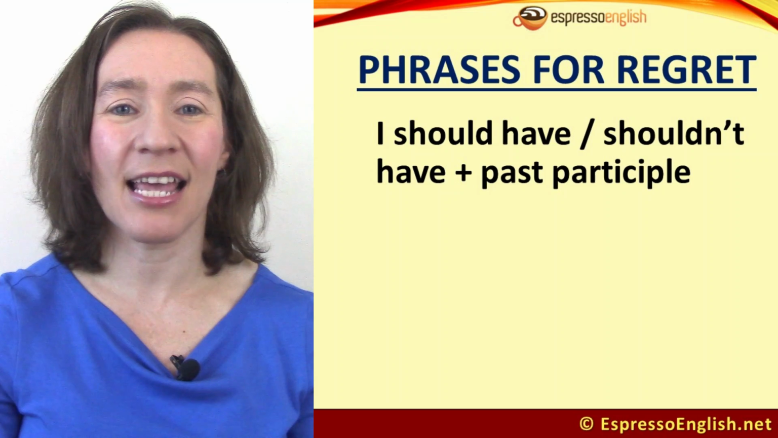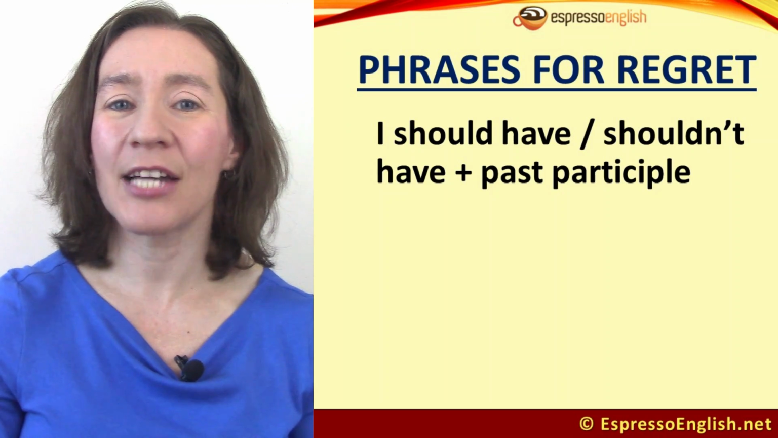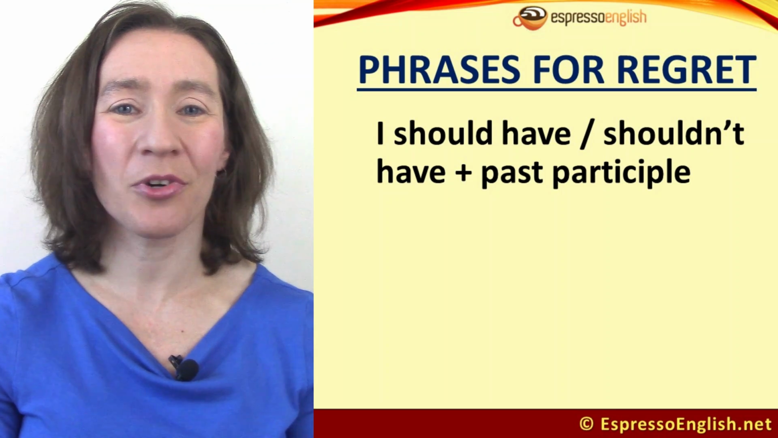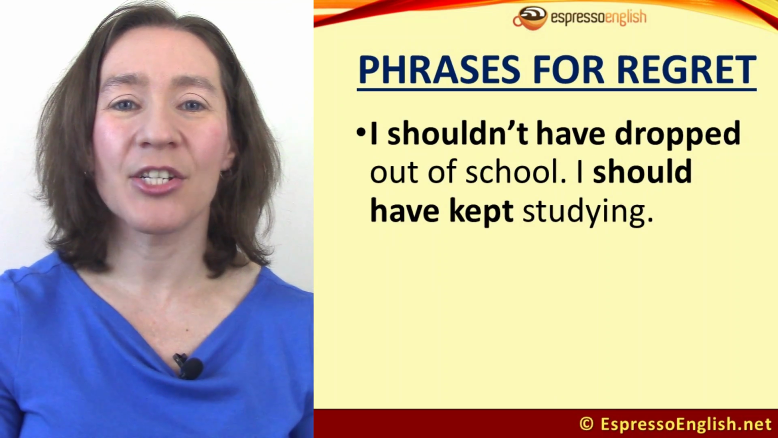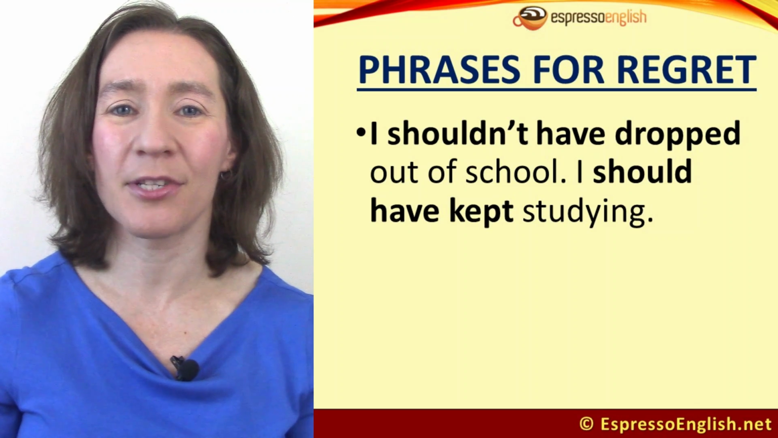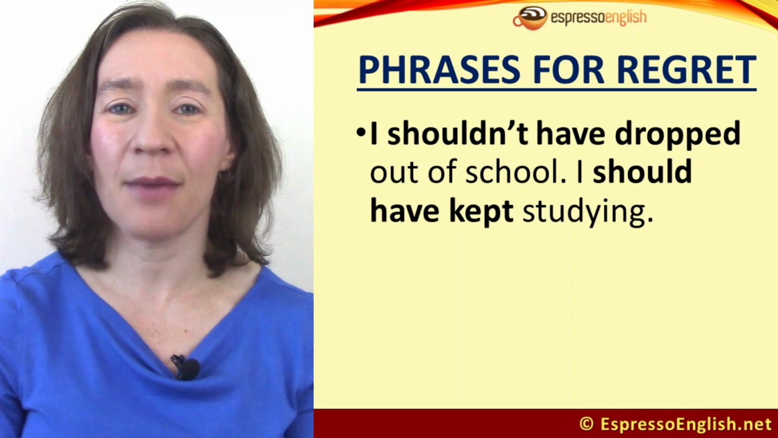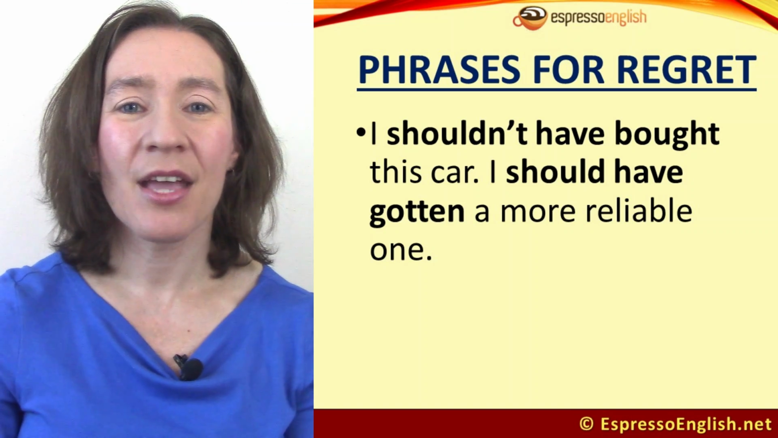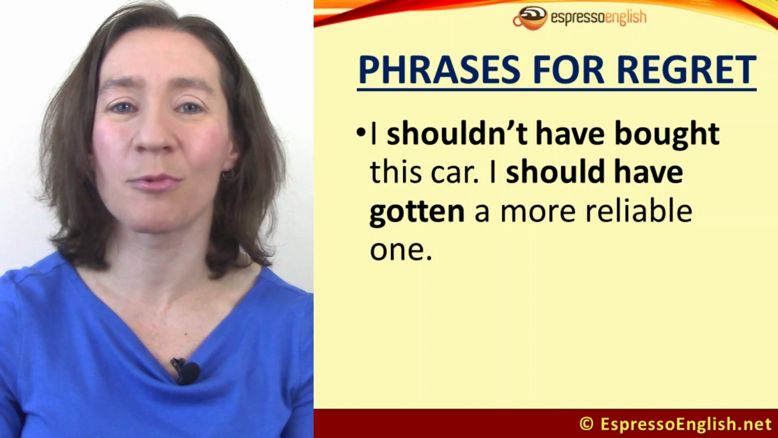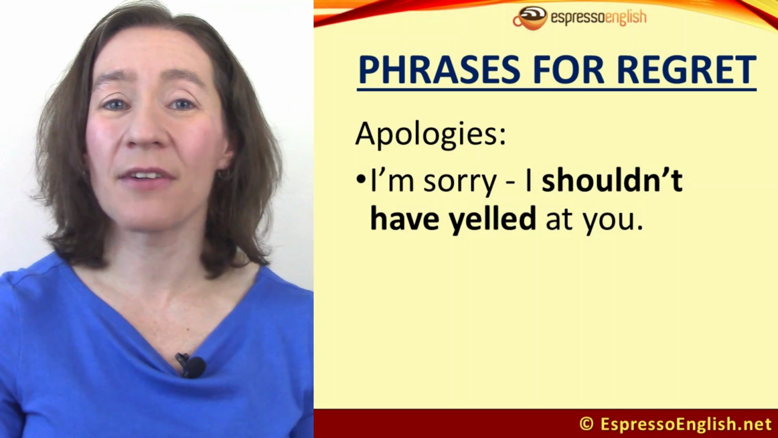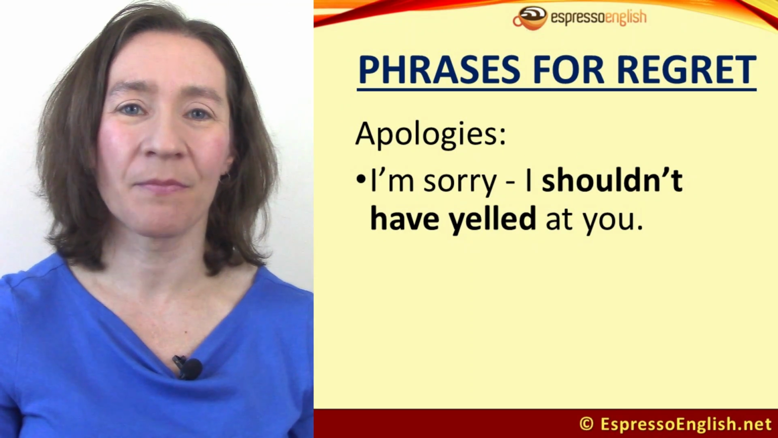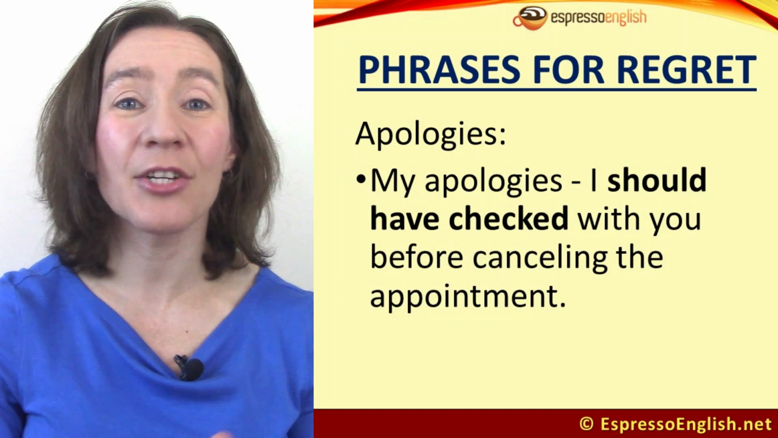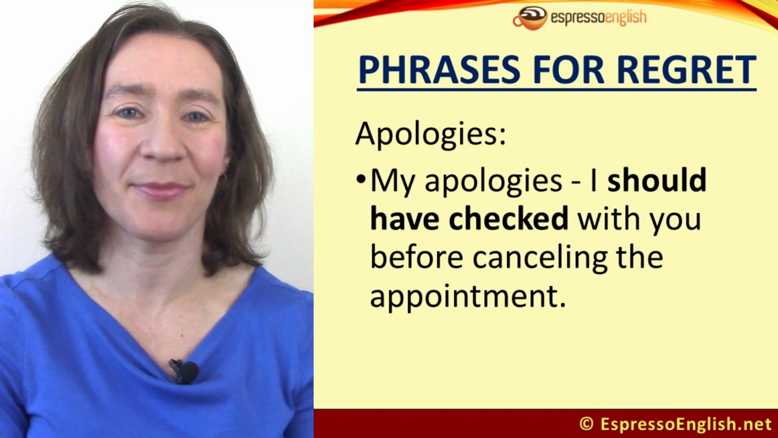Another option is to say, I should have or I shouldn't have, plus the past participle of the verb. To use our previous examples, I can say, I shouldn't have dropped out of school. I should have kept studying. I shouldn't have bought this car. I should have gotten a more reliable one. These phrases are often used in apologies. For example, I'm sorry, I shouldn't have yelled at you. My apologies, I should have checked with you before canceling the appointment.